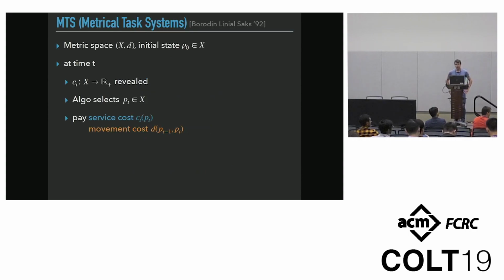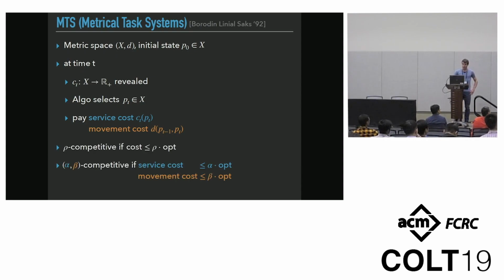So MTS, metrical task systems, is the following problem. We are given a metric space, and our algorithm starts at some point of this metric space. And then at each time t, first a cost function is revealed that assigns to each point of the metric space a non-negative cost. Then the algorithm selects a point in this metric space, and the algorithm pays the service cost at this selected point, and also pays a movement cost, which is the distance from the previous point to the current point.